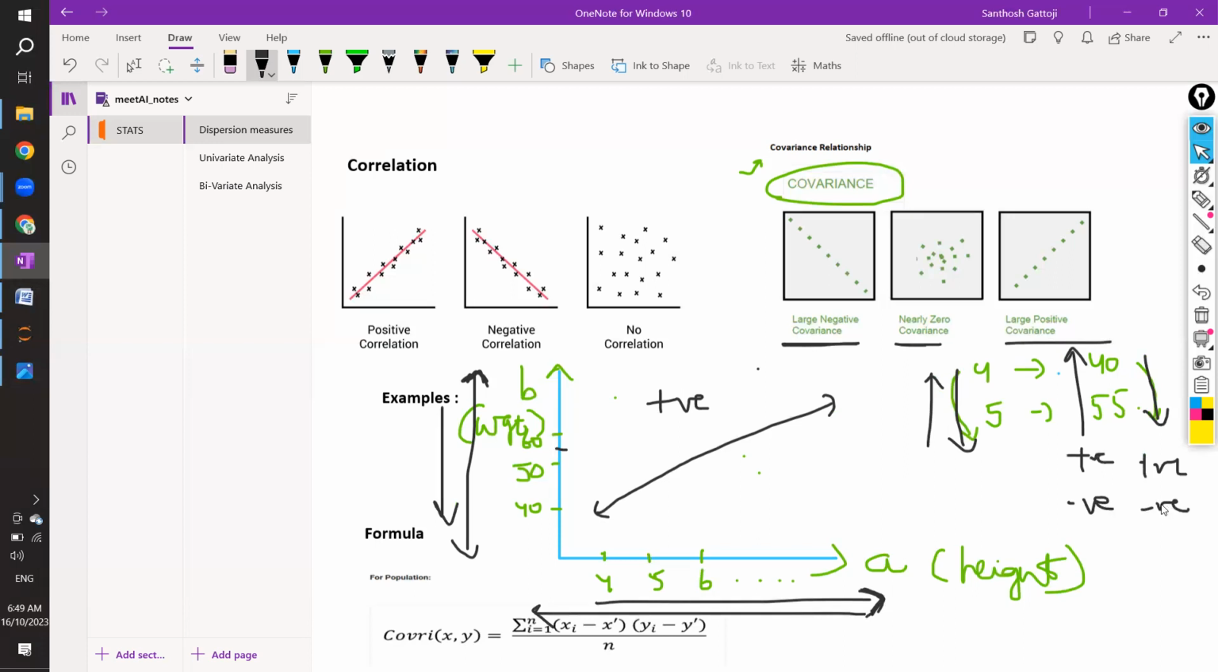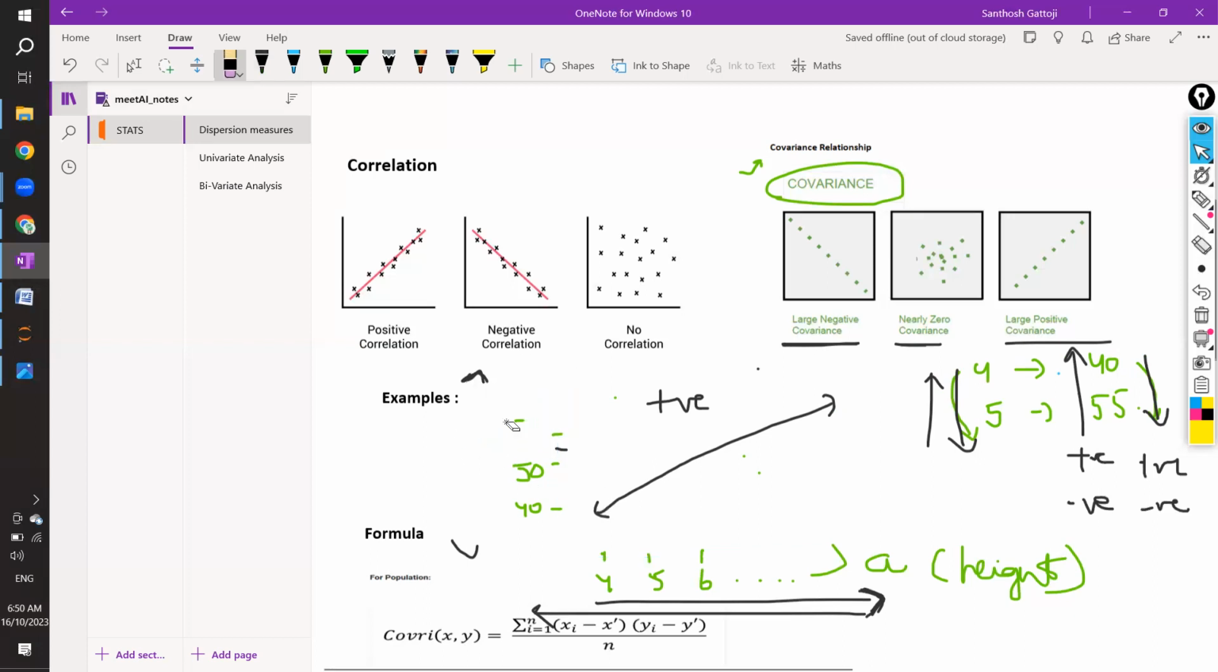Positive positive, negative negative. In those cases, what is it known as? Positive covariance features or positive covariance columns, or you can say there exists a very good positive covariance between these two columns. Getting, guys? Did you understand this? Let me know. Yes, sir. Okay, fine.